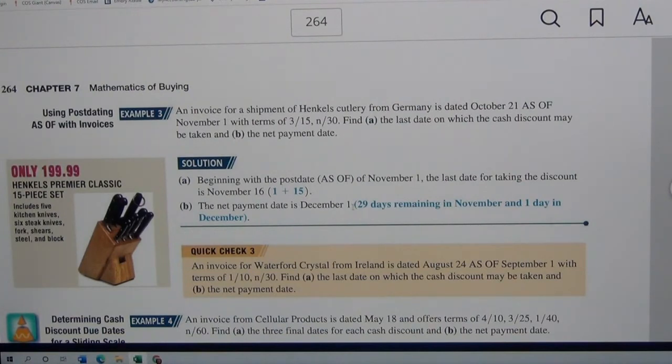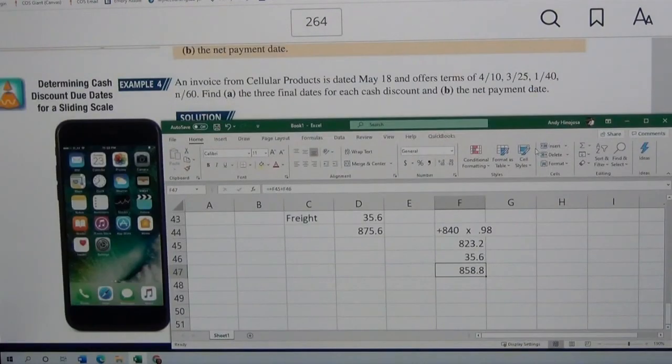It's due December 1st. Okay, an invoice from Cellular Products is dated May 18th and offers terms of 4/10, 3/25, 1/40, net 60. Find the 3 final dates for each discount and B, the net payment date. So what this says is you can take a 4% discount if you pay within 10 days, a 3% discount if you pay within 25, only a 1% discount if you pay within 40 days. Otherwise, it's due in 60 days. So find the 3 final dates and the net payment date.